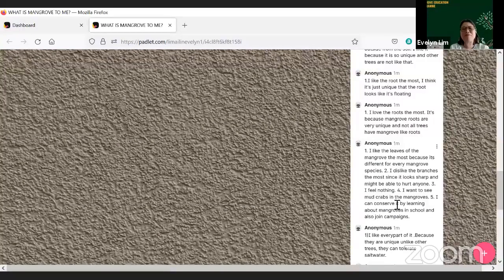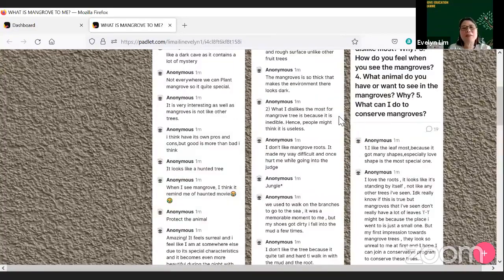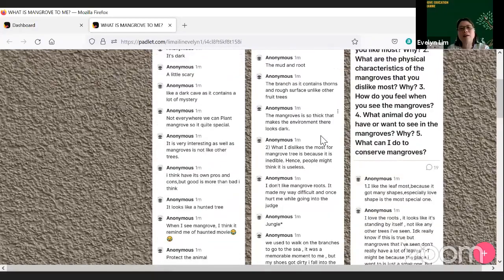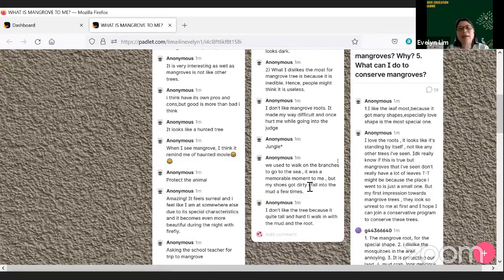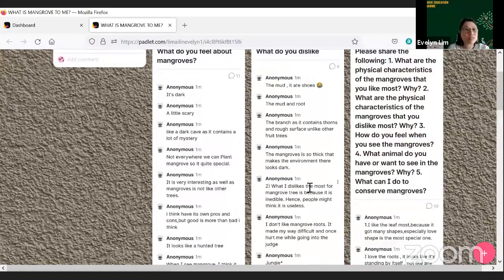But at the same time, when you talk about dislike, the roots come up again as something they don't like. What is said here is, I don't like the mangrove roots. It made my way difficult and once hurt me while going into the mangroves. Okay, sorry, into the jungle. And then some of them got stuck in the mud before, which is also something they don't like because it ate their shoes. The shoe got stuck in the mud.